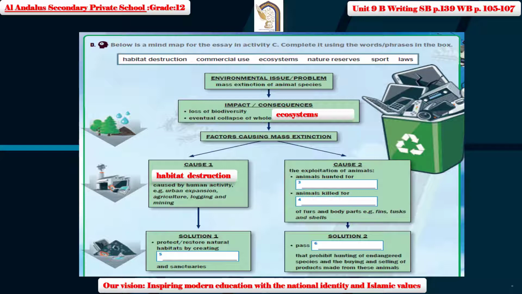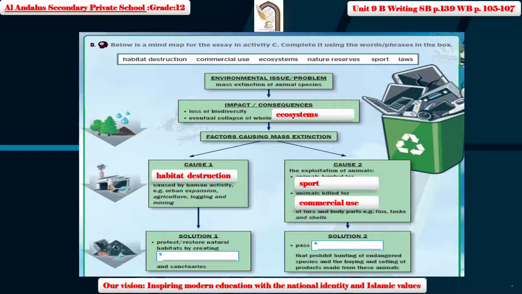Cause 2, the exploitation of animals. Animals hunted for sport. Animals killed for commercial use of fur and body parts, e.g. fins, tusks, and shells. Now the solutions.